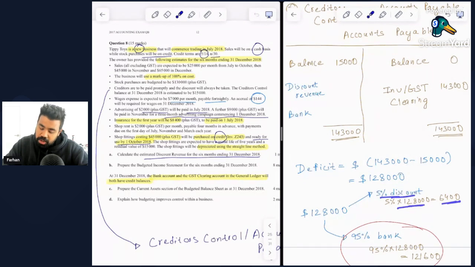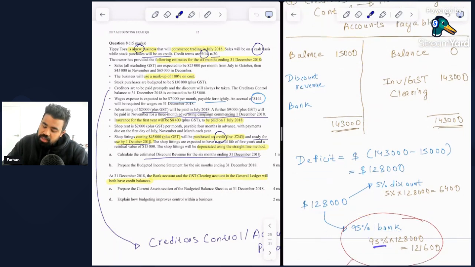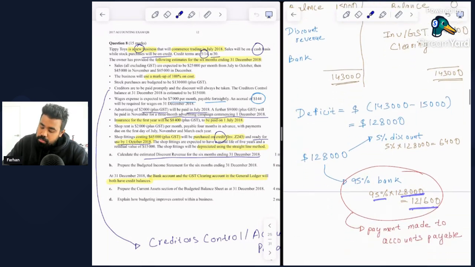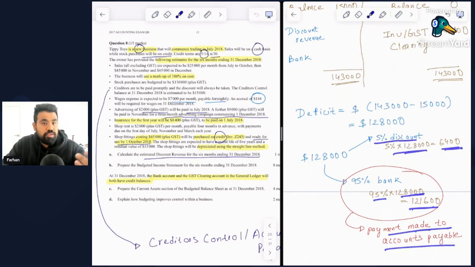suppliers, which means we are making 95% of this amount as payment to our suppliers. So 95% of $128,000 is $121,600, which refers to the payment that we'll make to our accounts payable, and 5% of $128,000 is $6,400, which refers to the discount that we expect to receive from our suppliers.